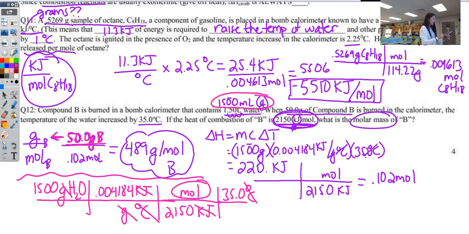So let's check to see what we get. 1500 times the 0.004184 times the 35 degrees Celsius divided by the 2150. Oh, surprise! It gives me 0.102 moles, which is exactly what I said there, okay? So just to give you an idea of how you can solve problems in two different ways and still get the same answer.